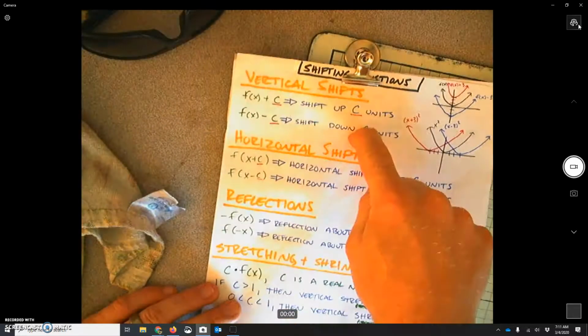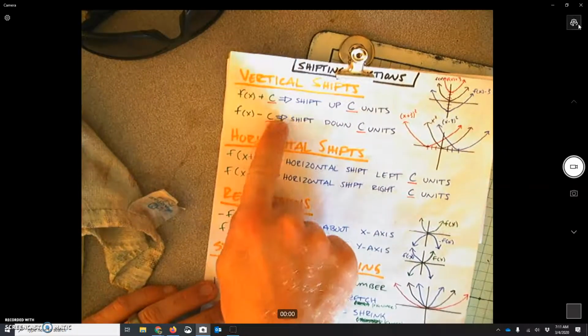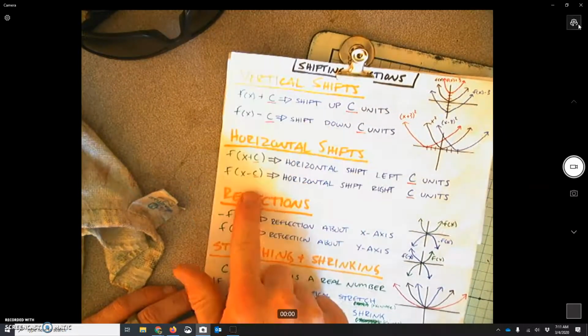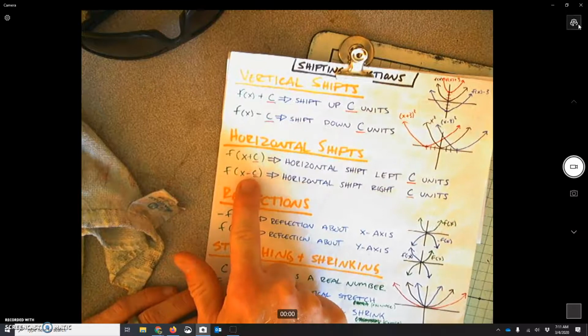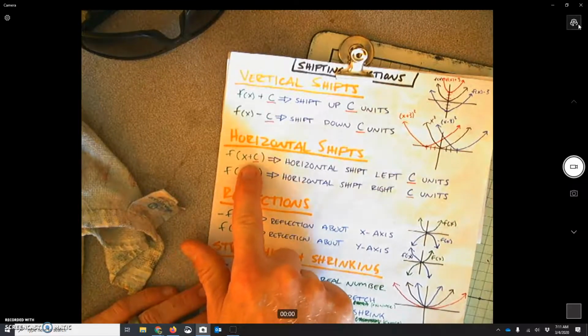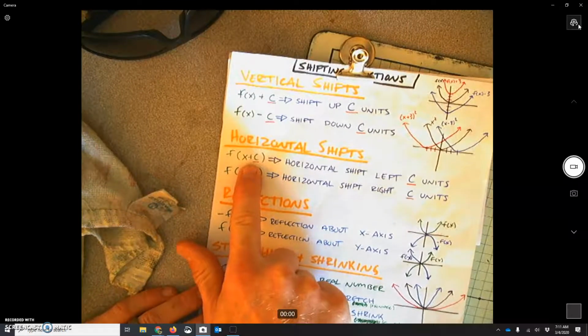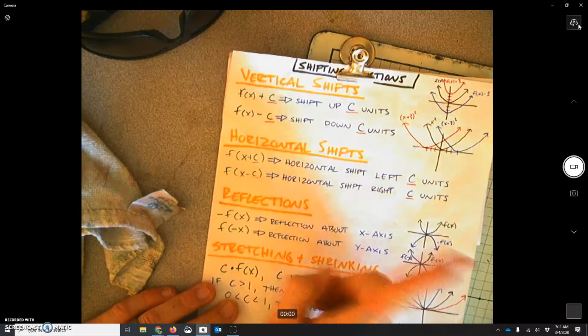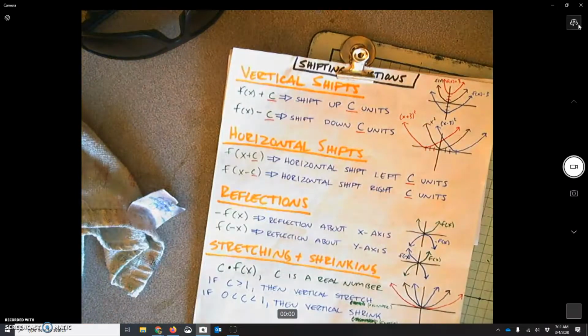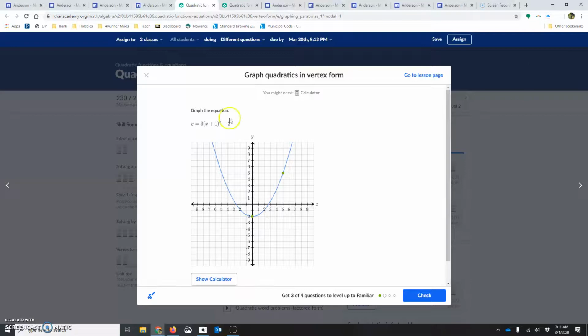So the vertical shifts and the horizontal shifts. Remember, the vertical shift is on the outside, and the horizontal is on the inside. But the horizontal is backwards. So plus means we're going to the left, to the negative side, and negative means we're going to the right, the positive side. So identify your vertex first. We're going to go left 1 and down 2, and that's where we are there.